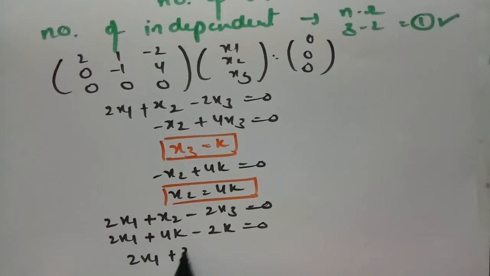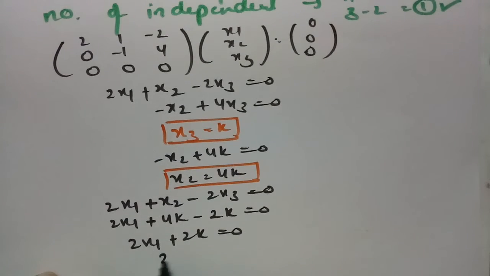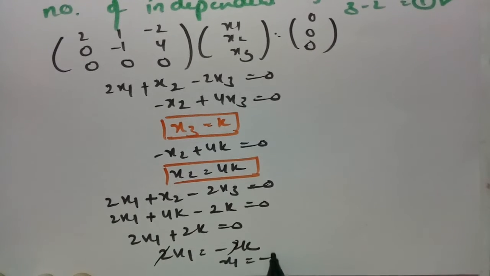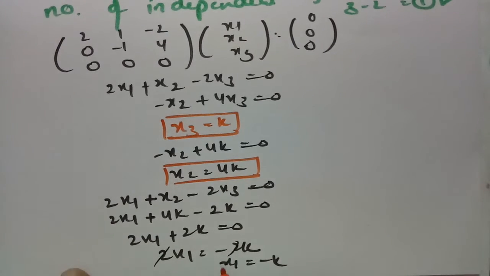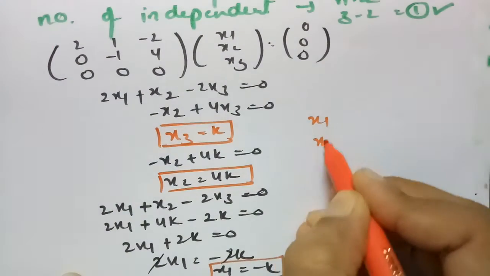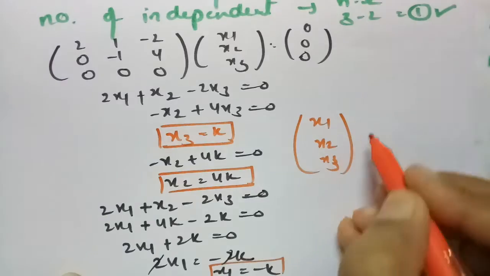That is 2x1 plus 2k is equal to 0. That is 2x1 is equal to minus 2k. If I cancel this, x1 is equal to minus k. So I got all the x1, x2 and x3 values.